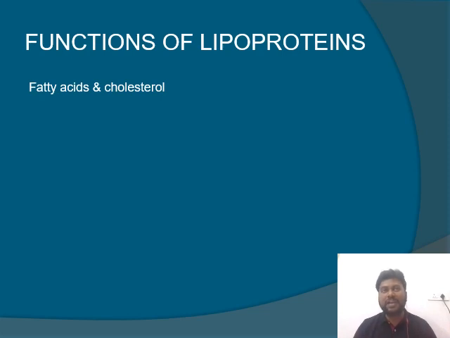Both these triglycerides and cholesterol esters can be formed in our body from 2 different sources. One is exogenous, that means from diet, which enters the body through the intestine. The other one is endogenous synthesis, which takes place in the liver.